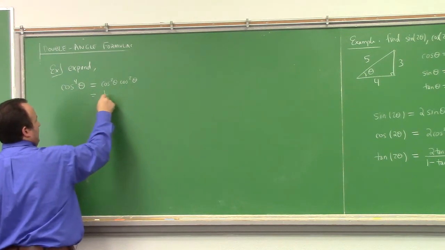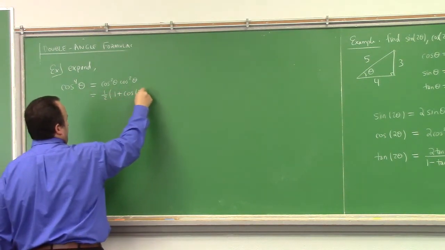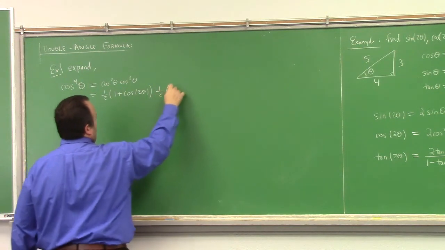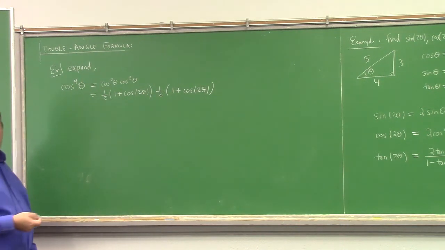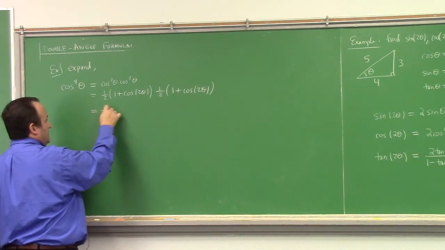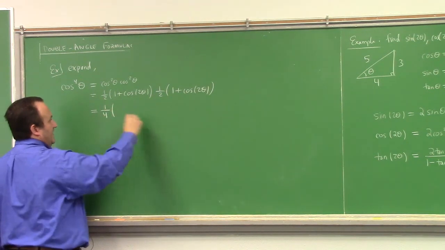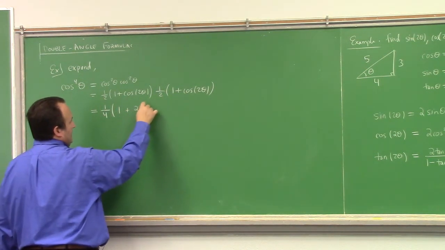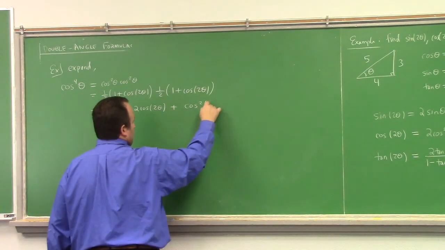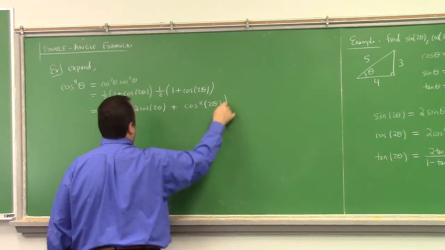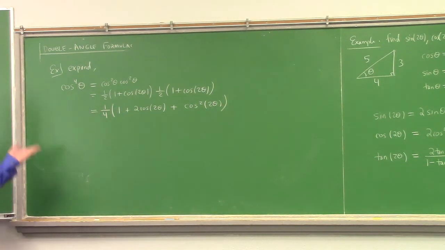Remember that that's 1/2 (1 plus cosine 2 theta) times 1/2 (1 plus cosine 2 theta). So you can take the half times a half and it gives you a quarter. We'll keep that out front. And then we multiply it out. We got ourselves a 1 plus 2 cosine 2 theta plus cosine squared 2 theta. Right? Now, there's really nothing more I can do with the first 2 terms. They are what they are. But the last term, we can pick on that, right?